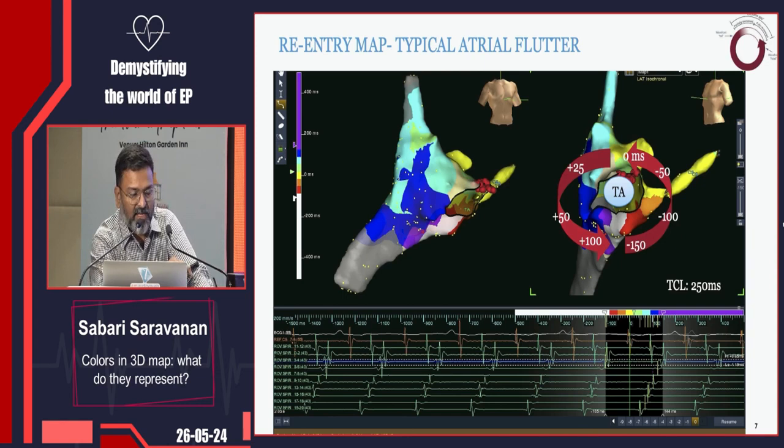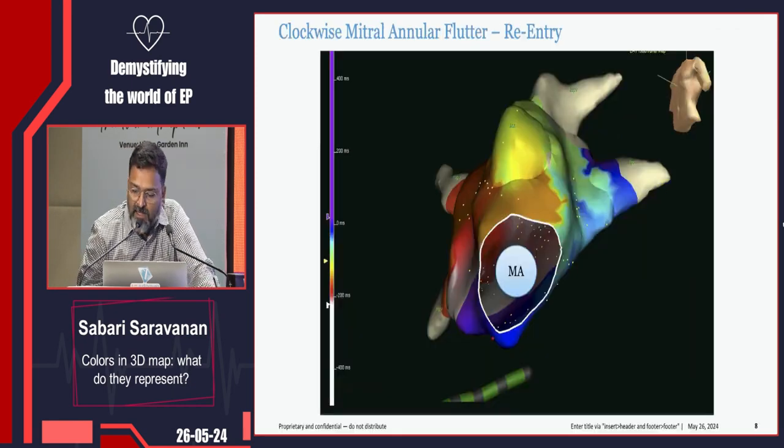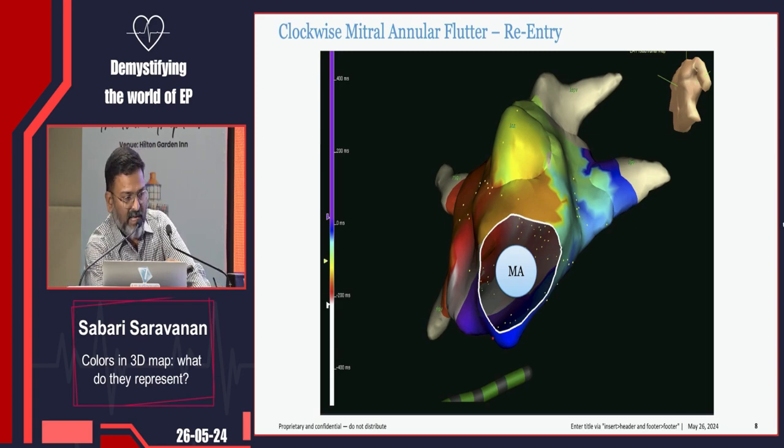And if you follow the color pattern, it tells you in which direction it is moving. The circuit is moving in the anti-clockwise direction. So this is the typical atrial flutter. And whichever atrium chamber it is, this is a left atrial tachycardia. So now you have the color coded map here.